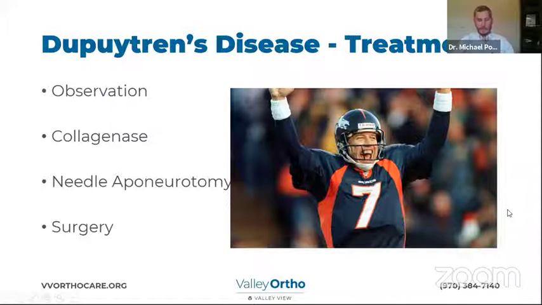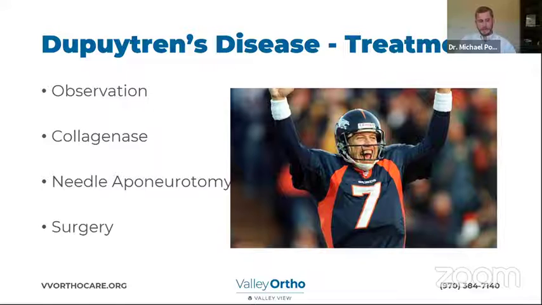So treatment for Dupuytren's disease is listed there on the left. For most patients, especially patients with just nodules or cords without associated contracture, the recommended treatment is just observation. For patients who have more severe contractures, then we may need to consider one of these other three options.